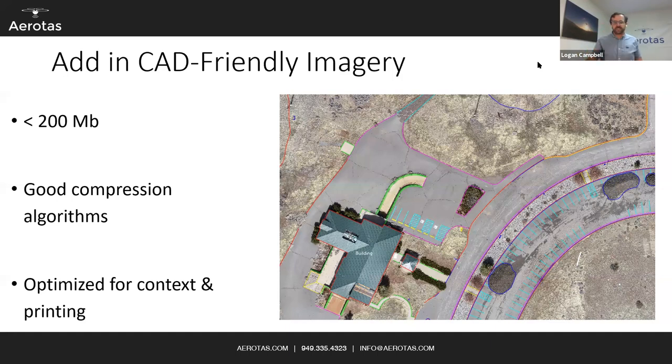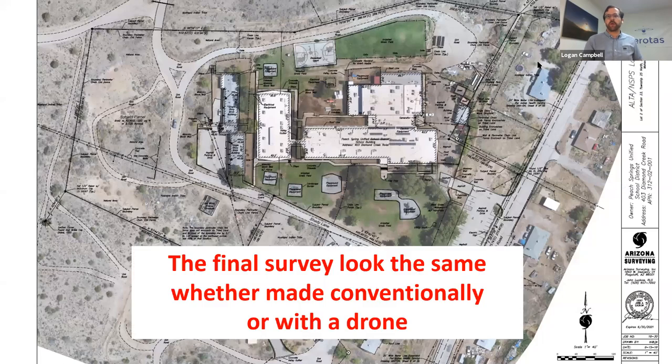So we actually have numerous advanced compression technologies that we use, everything from advanced TIFF compression to more proprietary ECW wavelet compression technologies as well, that allow us to get the highest quality imagery in the lowest amount of data so that you get really, really high quality data that's still in CAD. Now, it's typically still not good enough for drafting purposes, at least in our opinion, especially on bigger projects. Creating and adding in CAD-friendly, properly compressed imagery is a really important step to the CAD finishing process. And again, you get your final project, which should look the same whether it was made conventionally or with a drone.